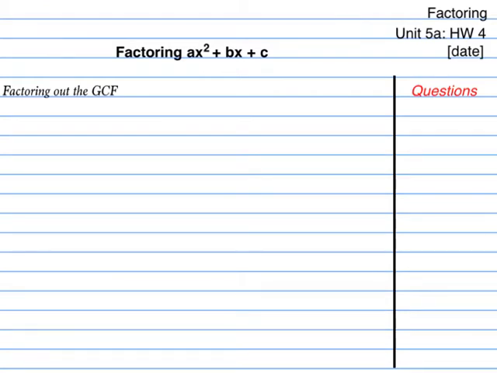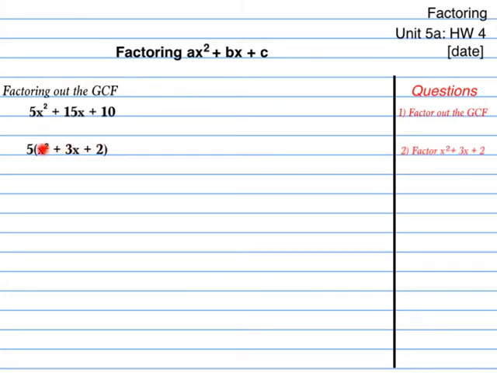So sometimes when a is something greater than 1, you can start out by factoring out the GCF like we did in Lesson 1. So here I have 5x squared plus 15x plus 10. I notice that all of my terms are multiples of 5. So I can go ahead and factor out the GCF of 5. 5 divided by 5 would be 1. 15 divided by 5 is 3. And 10 divided by 5 is 2. So it would be 5 times x squared plus 3x plus 2 when I factor out that 5.